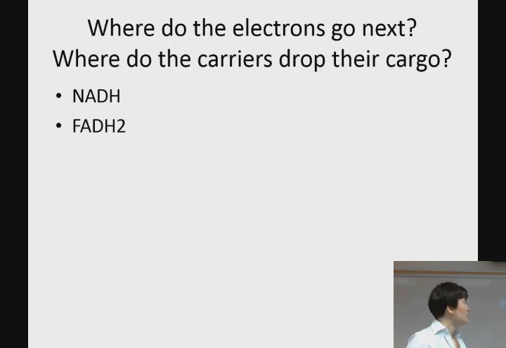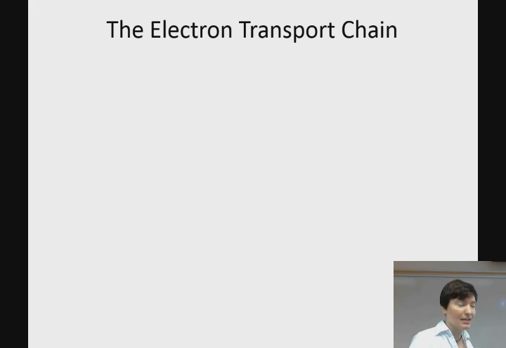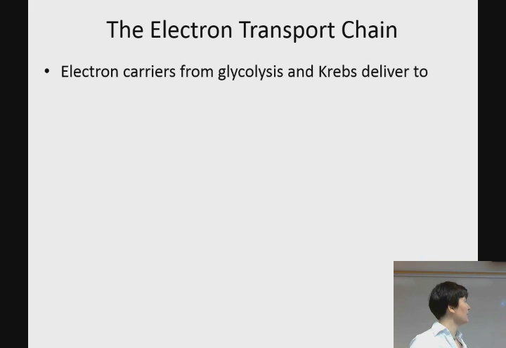Okay, so all of those electrons that we ripped off, those high energy electrons, we stored them on NADH and FADH2, the reduced form of these electron carriers. Where are they going to go and drop their electrons? What's the next step? Say again? The electron transport chain. Okay, so here we go.